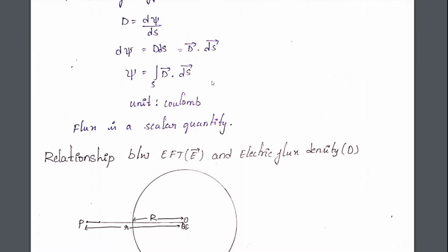And D ds is a scalar quantity. In the first class I told you a scalar can be obtained from the dot product of two vectors. So instead of writing D ds, that can also be written as vector D dot ds. Understood? So D ds is what? It is a scalar quantity. That scalar can also be denoted as the dot product of two vectors, that is D dot ds.